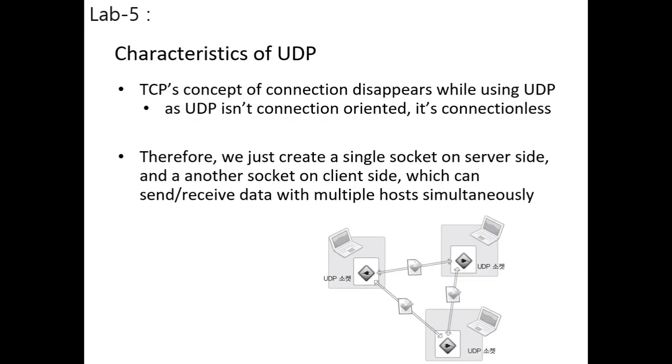And then there are the characteristics of UDP, where the concept of connection inside TCP disappears when we move to UDP. Therefore, it is considered to be connectionless. So that's the keyword that defines UDP. It is connectionless, and TCP is with connection, it considers connection. So we just create a single socket on the server side and another socket on the client side, which can just receive and send the data.